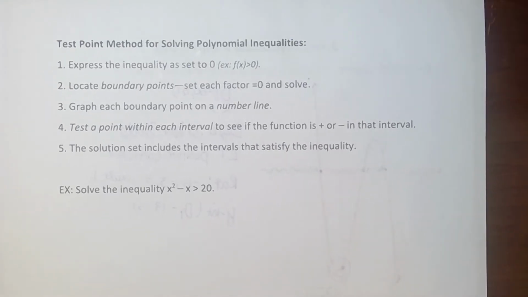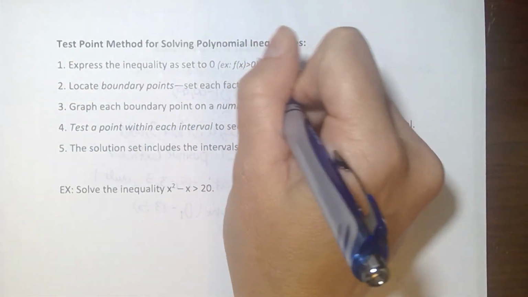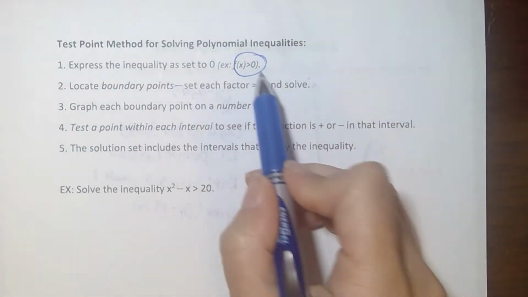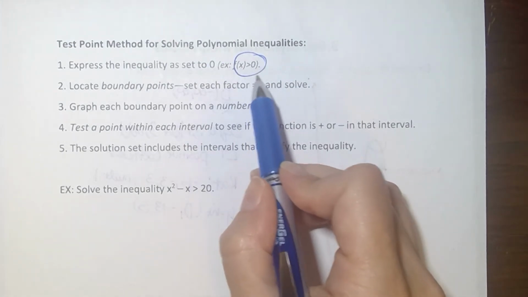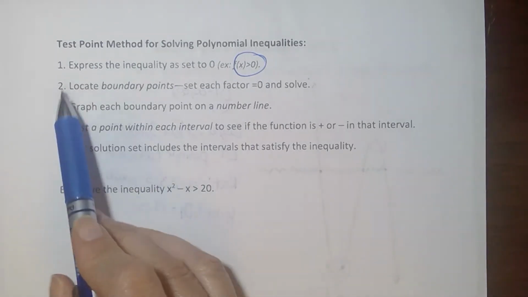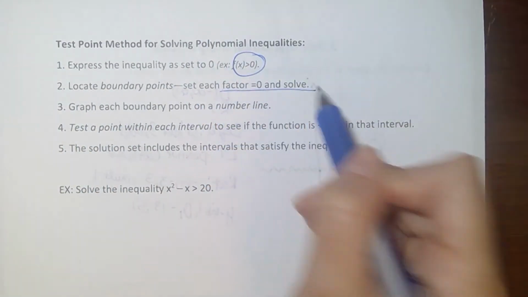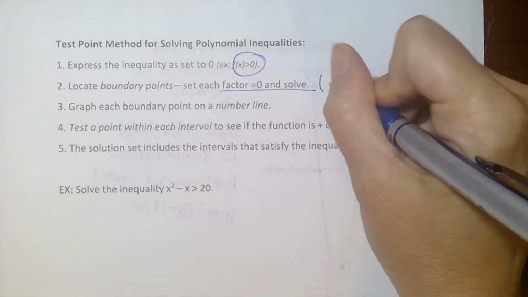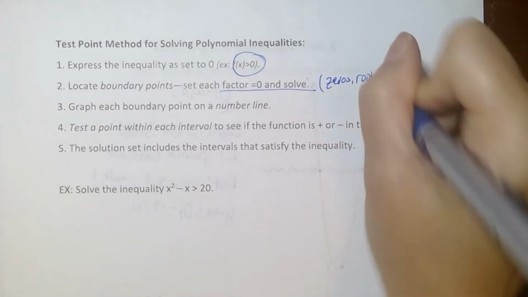Test point method is not that hard. You're going to express the inequality as set to 0. So if it started with a constant over here other than 0, you're going to move everything over so that it's set to 0. Then you locate the boundary points by setting each factor equal to 0 and solve. Boundary points are equal to my zeros or roots of the function.